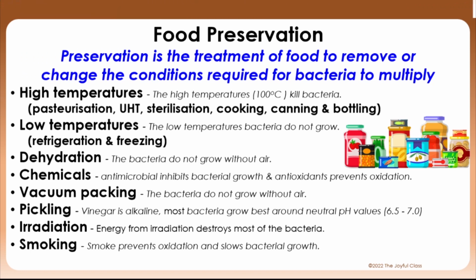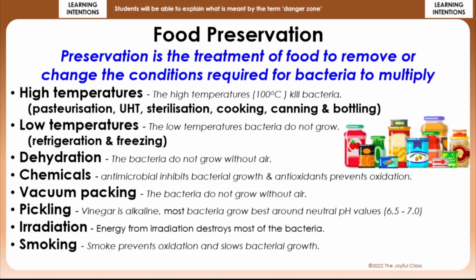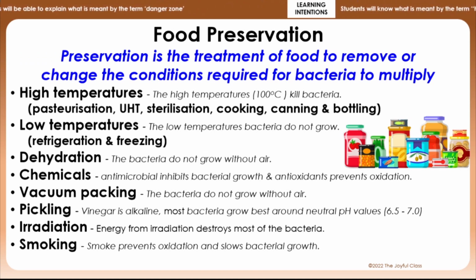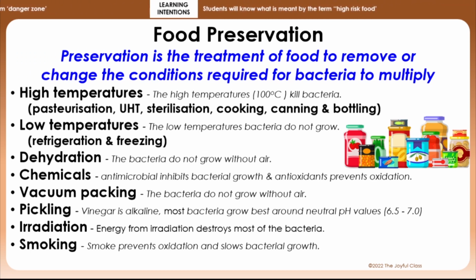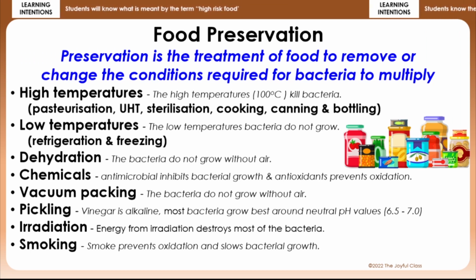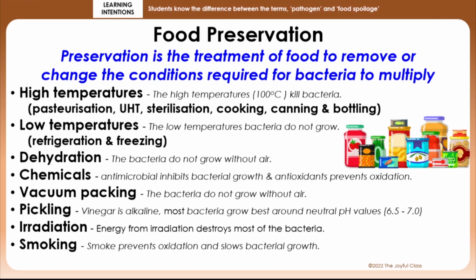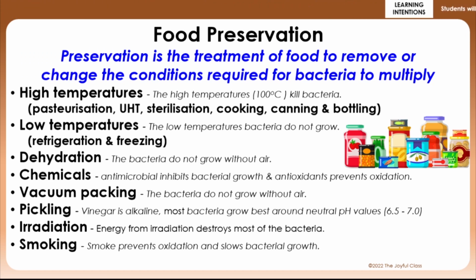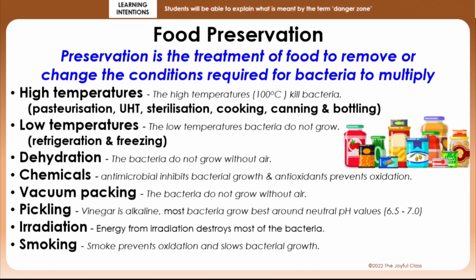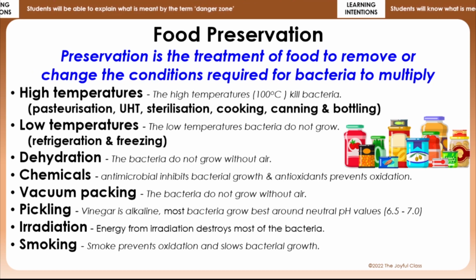Most bacteria grow best around the neutral pH values of 6.5 to 7. So therefore bacteria will not grow in an alkaline environment. Irradiation. Energy from irradiation destroys most of the bacteria. And smoking prevents oxidation, which then also slows bacteria. So your smoking of your meat slows down the bacterial growth.